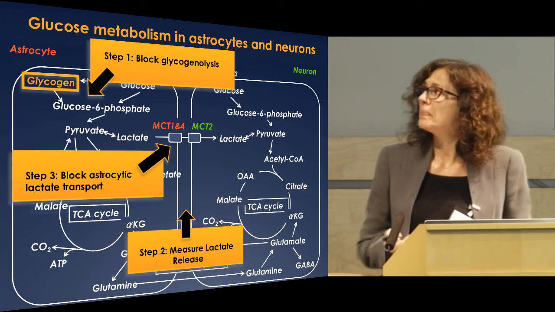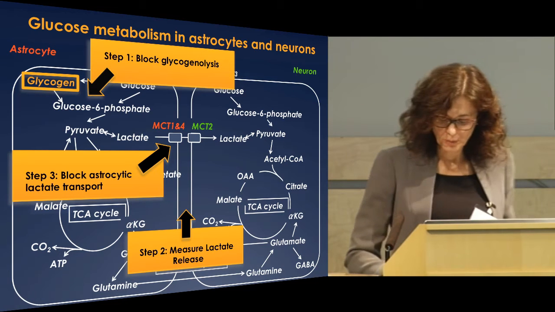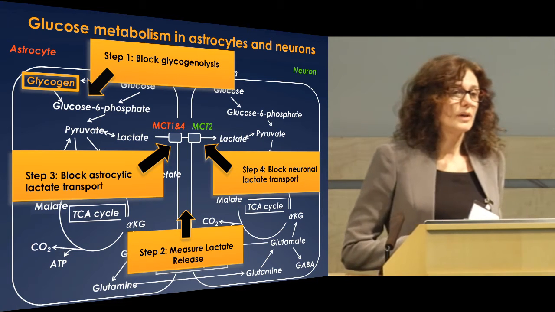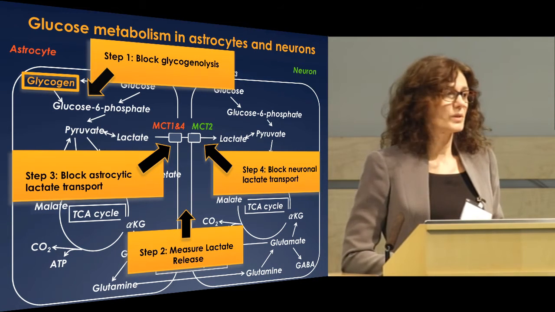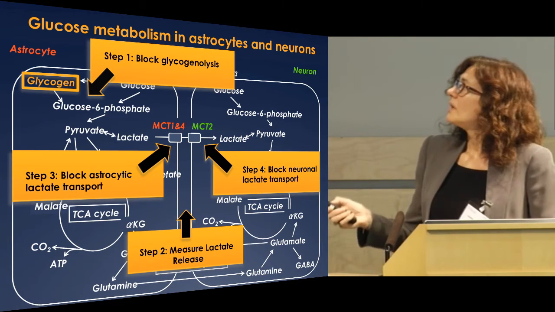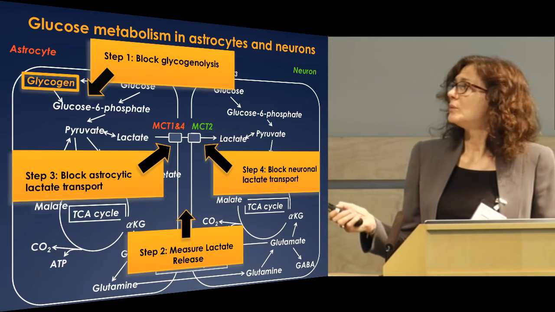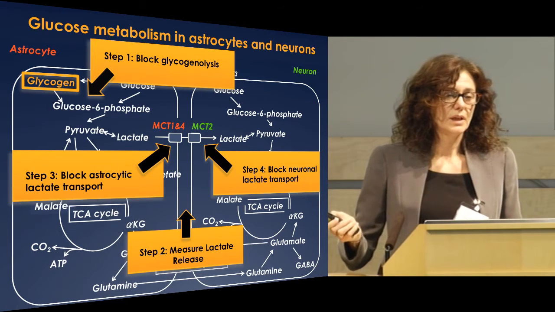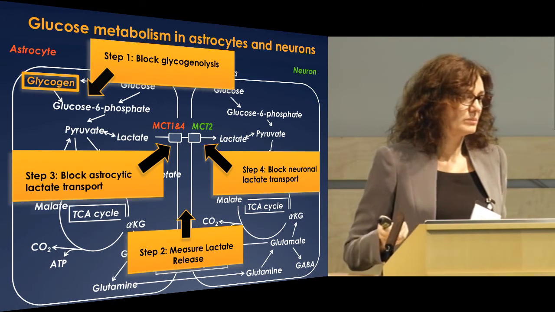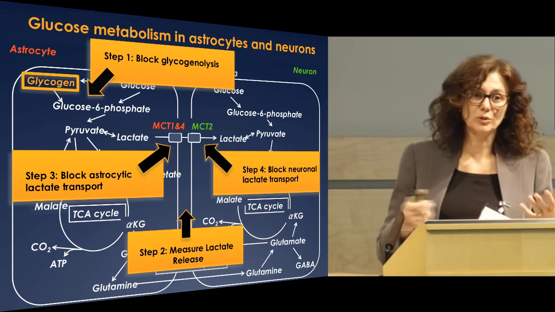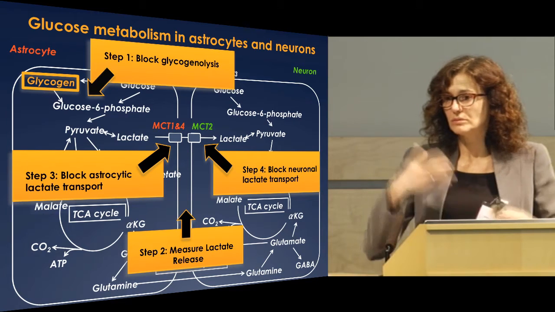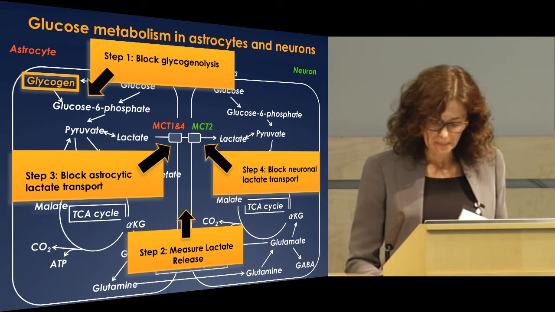And then they went on and asked, if we knock down the expression of other transporters that are specifically expressed by neurons, monocarboxylate transporter 2, what happens to memory? And what happens is that memory is impaired. Now they supply lactate and they don't rescue the impairment, because clearly monocarboxylate transporter 2 transports lactate into the neurons. In fact, there was no rescue with either lactate or glucose.